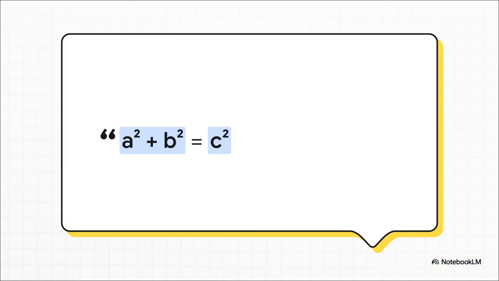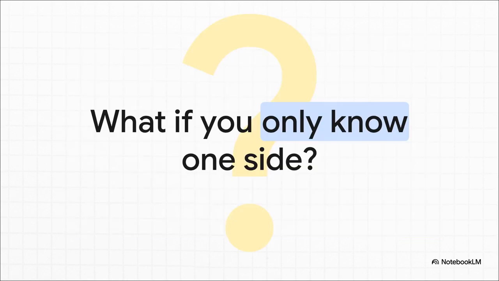The Pythagorean theorem. It's famous for a reason. If you've got a right triangle and you know the lengths of any two sides, this simple, elegant formula will give you the third. It's been a cornerstone of math for more than 2,000 years. But there's a catch. What do you do if you only know one side?